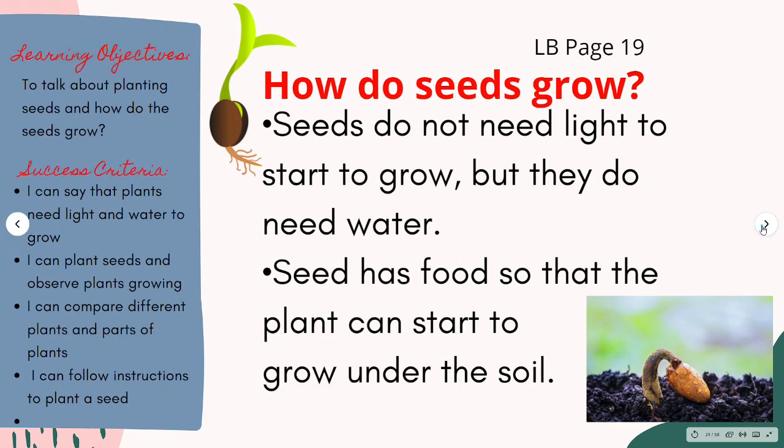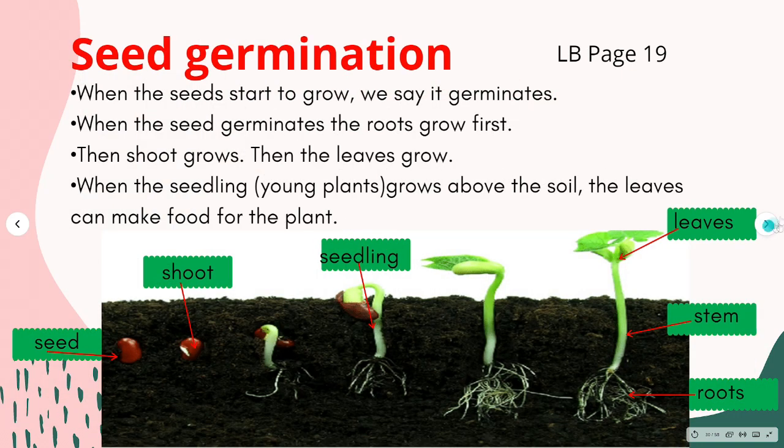Remember, in this lesson, we will talk about planting seeds and how the seeds grow. Plants are alive. They are living things. Now, let's talk about seeds. Seeds do not need light to start to grow, but they do need water. The seed has food so that the plant can start to grow under the soil. When the seeds start to grow, we say it germinates. When the seed germinates, the roots grow first, then the shoot grows, then the leaves grow. When the seedling, or the young plant, grows above the soil, the leaves can make food for the plant.